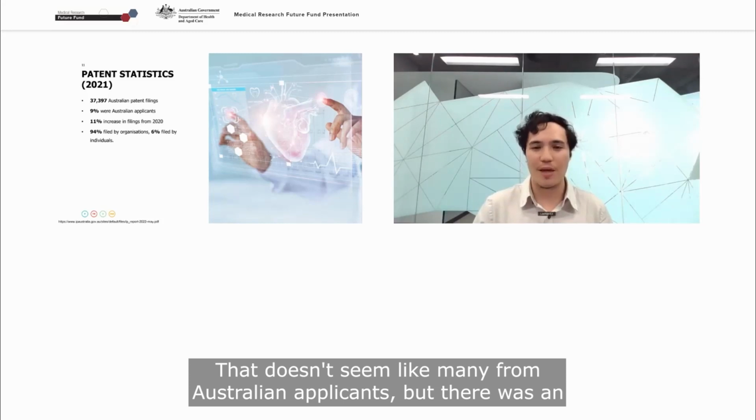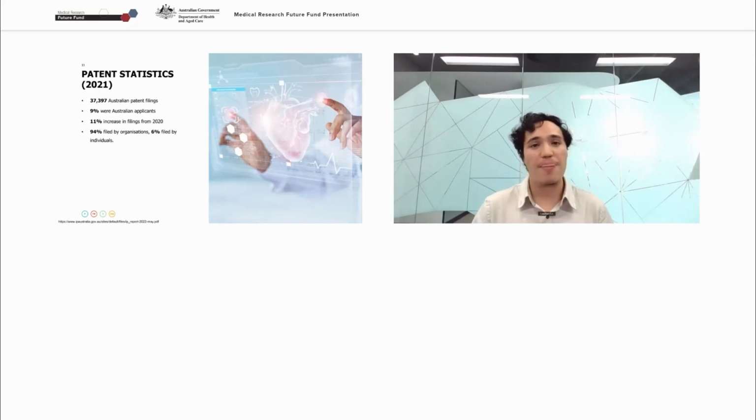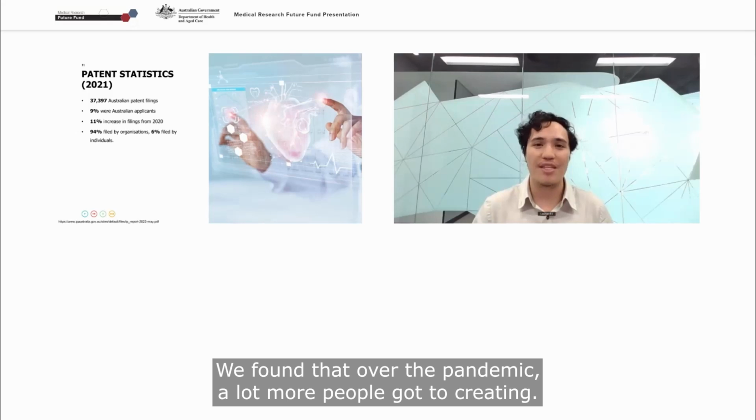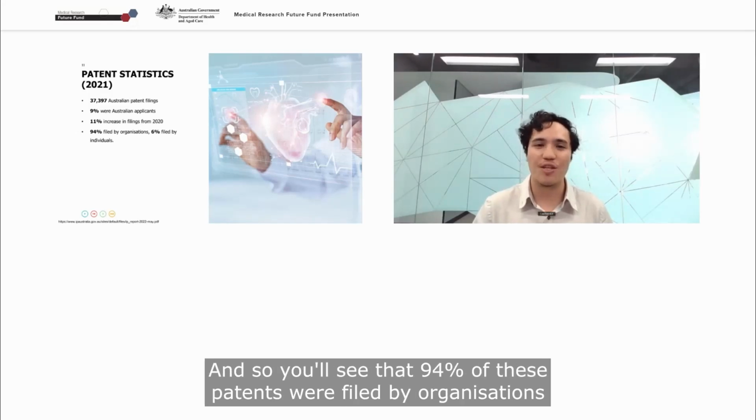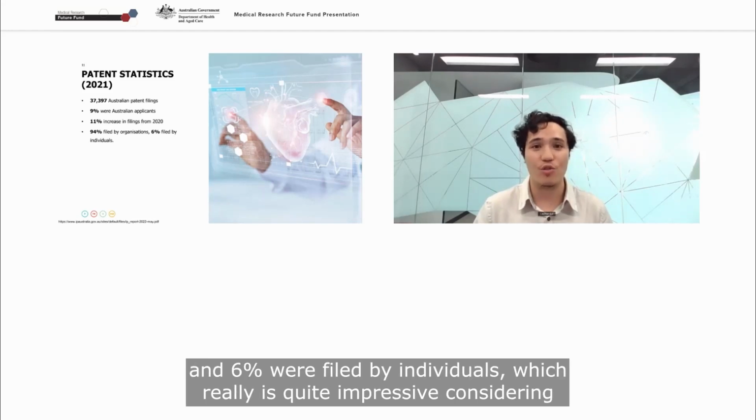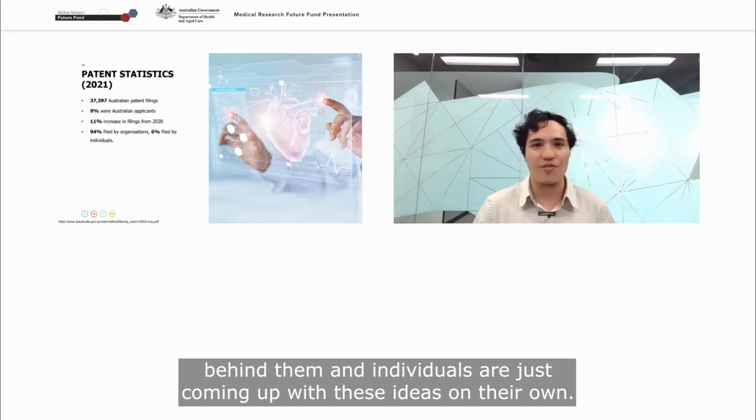That doesn't seem like many from Australian applicants, but there was an increase in filings from 2020 by 11%. We found that over the pandemic, a lot more people got to creating. And so you'll see that 94% of these patents were filed by organizations and 6% were filed by individuals, which really is quite impressive considering that organizations obviously have the power of multiple people and money behind them, and individuals are just coming up with these ideas on their own.